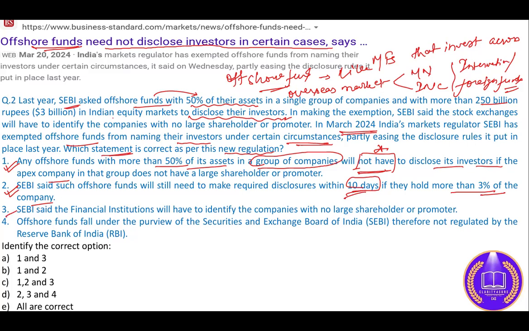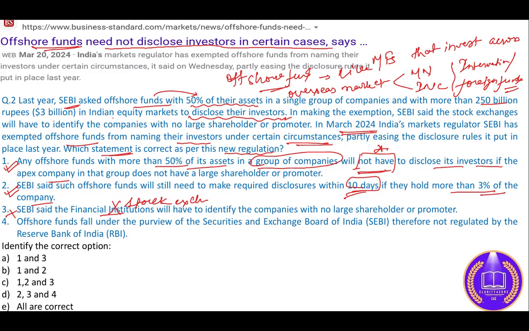Third statement: SEBI said the financial institutions will have to identify the companies with no large shareholder or promoter. Why should SEBI give such guidance to the financial institutions? No, it is the stock exchange. SEBI asks the stock exchange to identify the companies with no large shareholder or promoter. So statement 3 is incorrect.